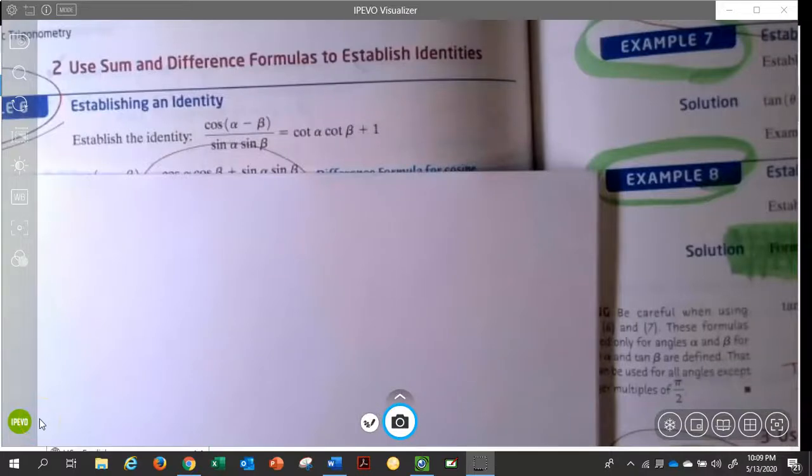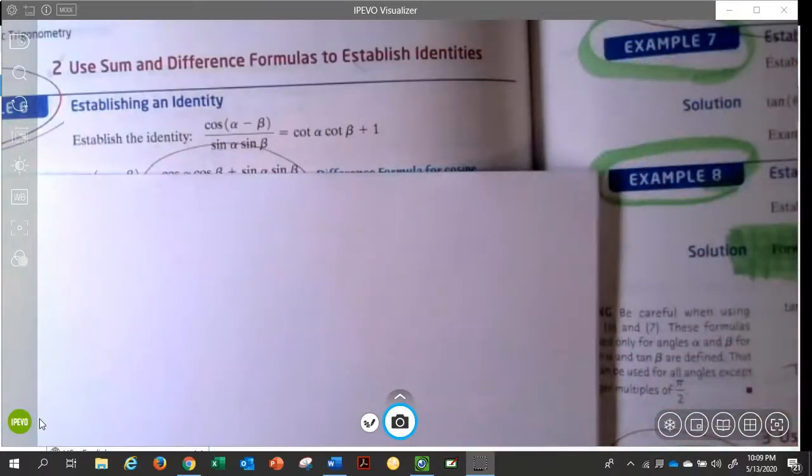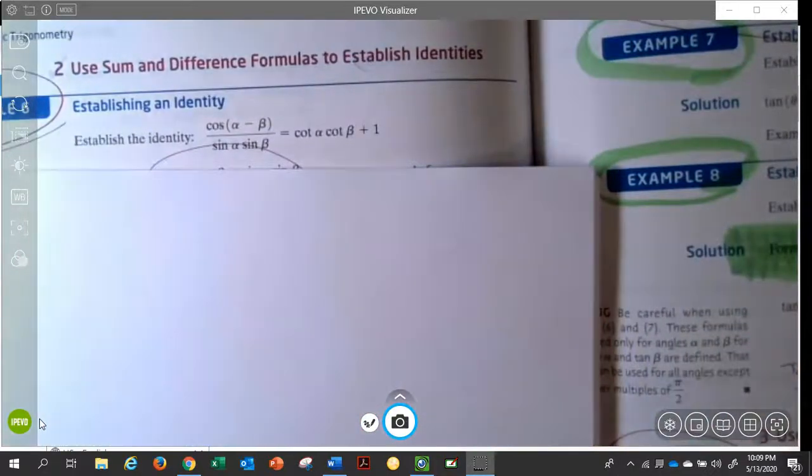So we're now in section 7.5, and I would like to do several examples with you. I'd like to do 6, 7, 8, and 11. So what I think I'll go ahead and do, I'll do 6, 7, and 8 for this recording. And by the way, 6, 7, and 8 are all titled Establishing an Identity.